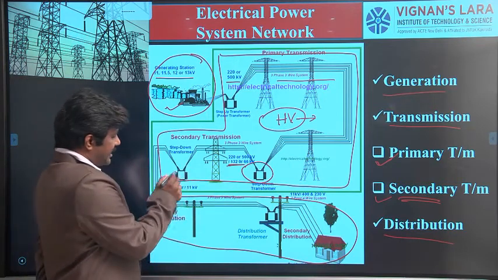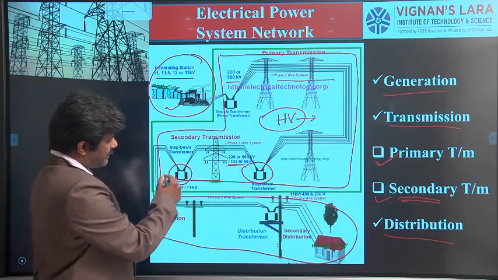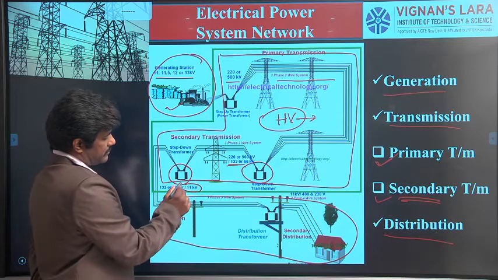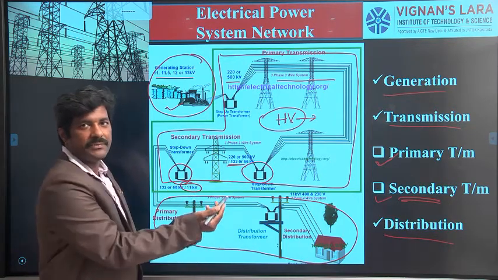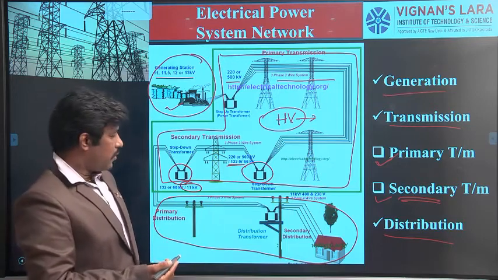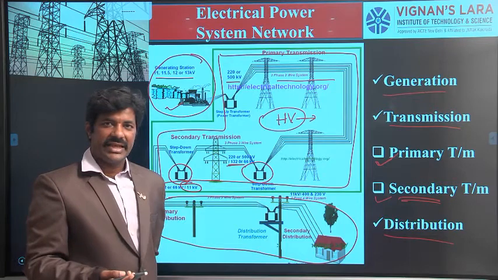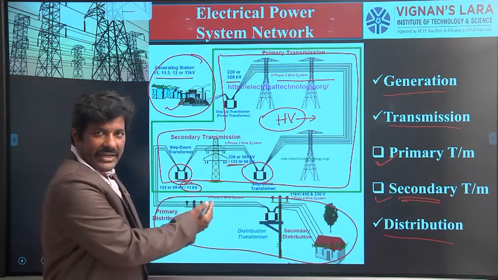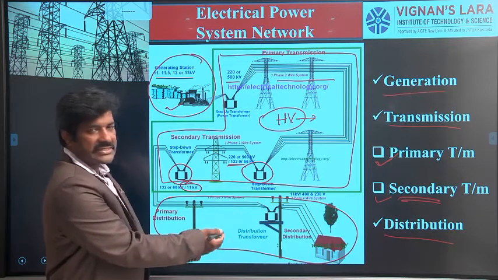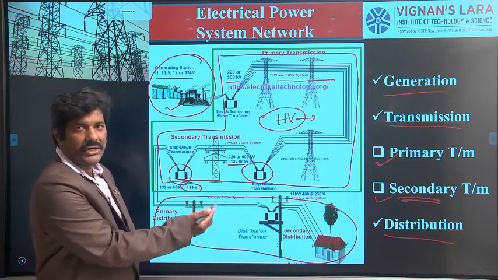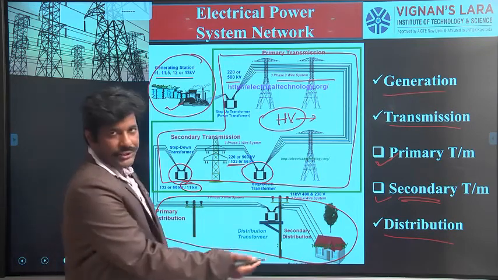After that, again using transformers, this 66 kV voltage is stepped down to 11 kV. From here onwards, this 11 kV will be distributed to the load points. If the load points are bulk consumers, then we supply that 11 kV directly to those bulk consumers. They will put in their own transformers and step down that 11 kV voltage to 440 volts. Such bulk consumers are called primary distribution.